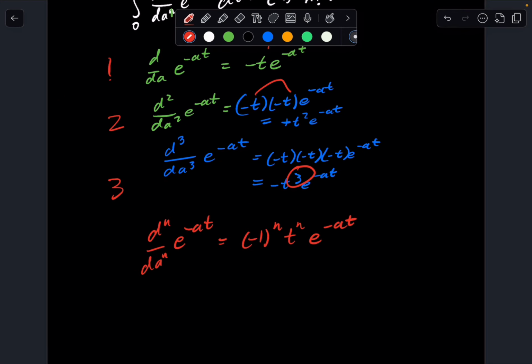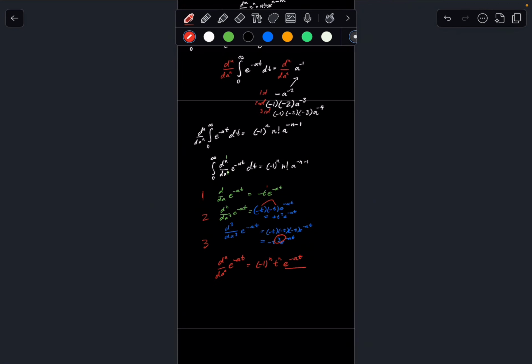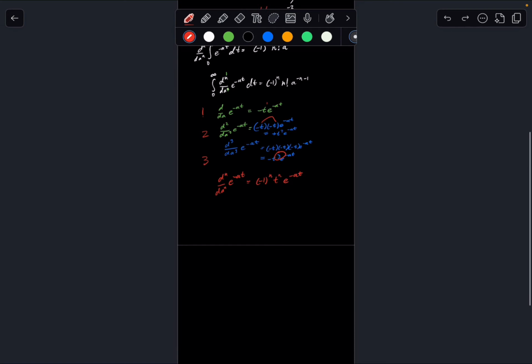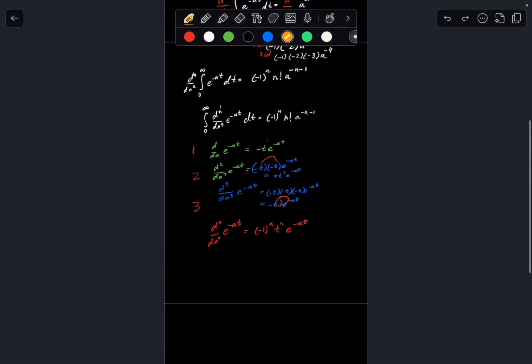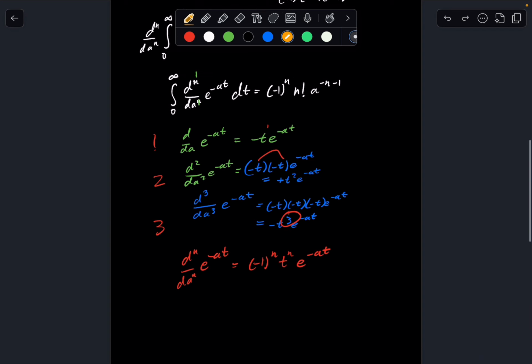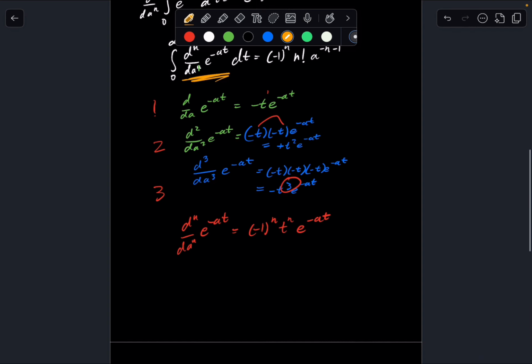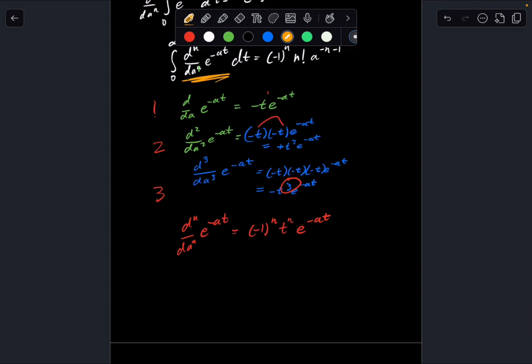So we have the nth derivative of e to the negative at with respect to a is equal to negative 1 to the n, which is alternating negatives, times t to the n, which is just t raised to the power of the derivative we're taking, once again times e to the negative at. Phew, okay. Let's plug all of this in so we can finally see what we're working with. Now, we're substituting this back into our integral. I'll write this in white for more generalization.